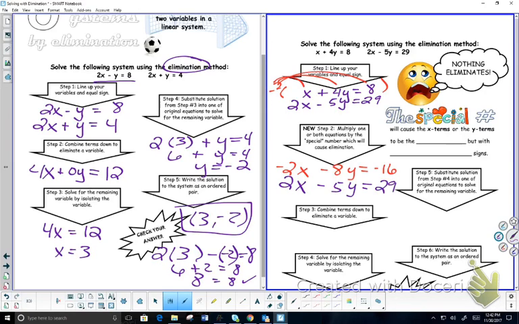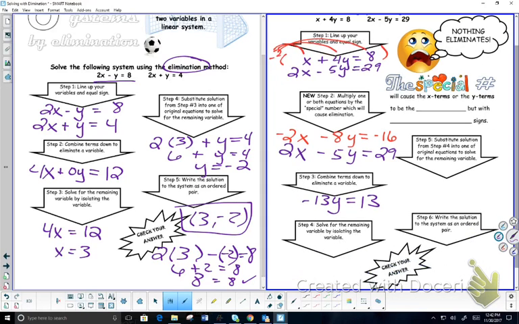So let's go ahead and combine. How many x's do I get? 0. So I'm not even going to write that. Negative 8 and negative 5 is? Negative 13. So I got negative 13y equals negative 16 and positive 29? Is 13. And if I solve for y, what do I get? Negative 1. Y equals negative 1.